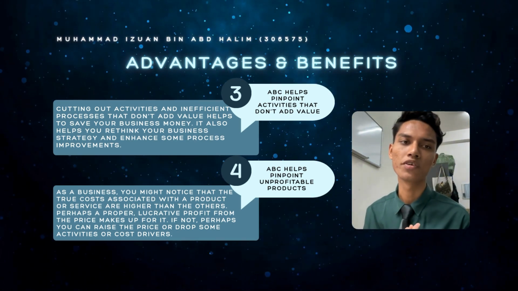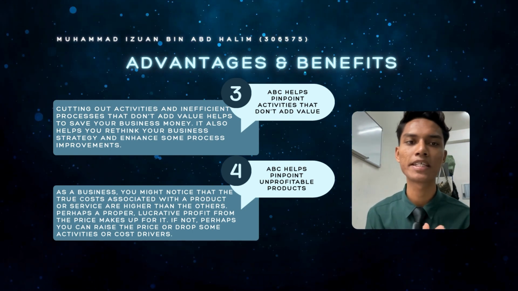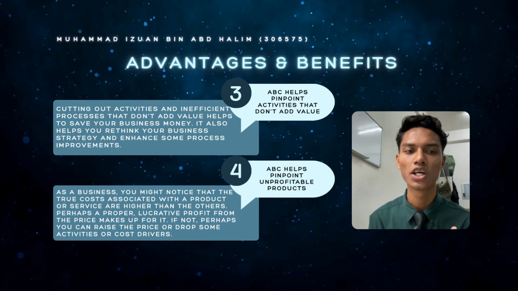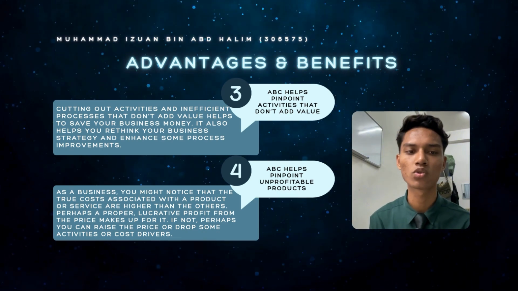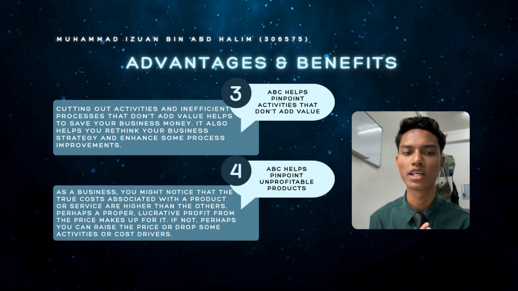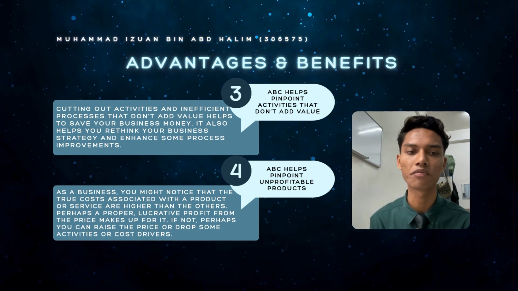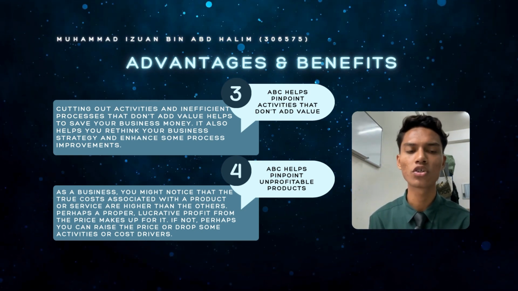And lastly, one of the most eye-opening benefits of activity-based costing, or ABC, is that it helps you pinpoint unprofitable products. You might discover that one particular product costs way more to produce than you thought. Now, if the selling price still covers those costs and gives you a healthy profit, it's great. But if it doesn't, you've got a problem there.